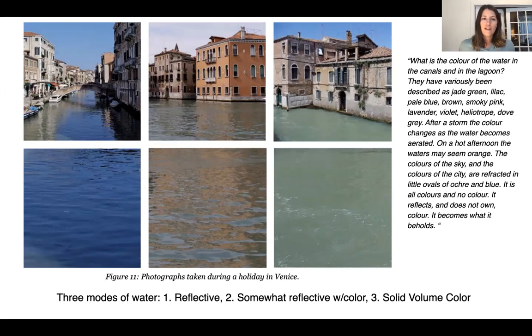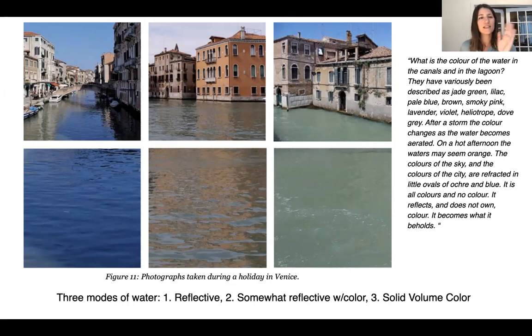The canals of Venice have variously been described as jade green, lilac, pale blue, brown, smoky pink, lavender, violet, heliotrope, dove gray. After a storm, the color changes as the water becomes aerated. On a hot afternoon, waters may seem orange. The colors of the sky and the colors of the city are refracted in the little ovals of ochre and blue. It is all colors and no color. It reflects and does not own color. It becomes what it beholds.